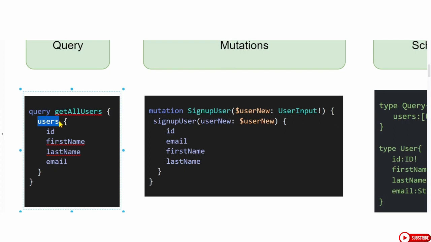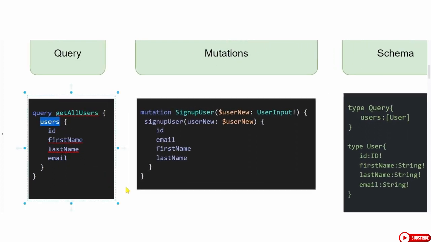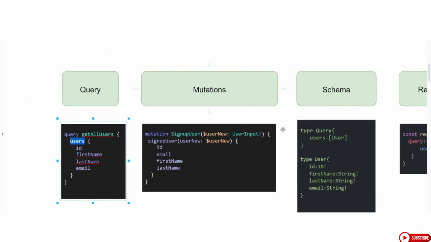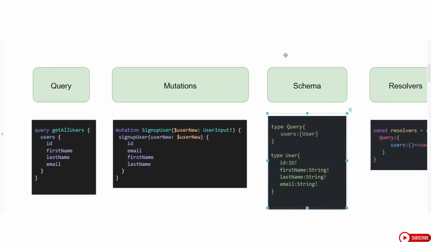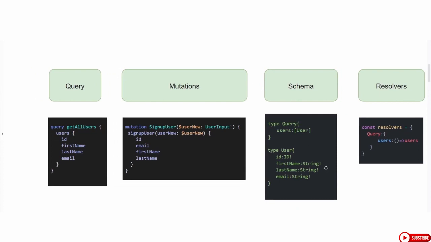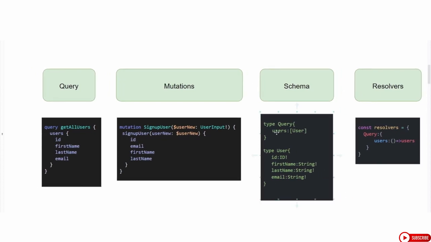So what are the different things you can query? You can check that in your schema. This is the schema that we have here. Now if you look in our schema, it has a type called query, and it has something called users. So by looking into our schema, we can get to know what all different things we can query.